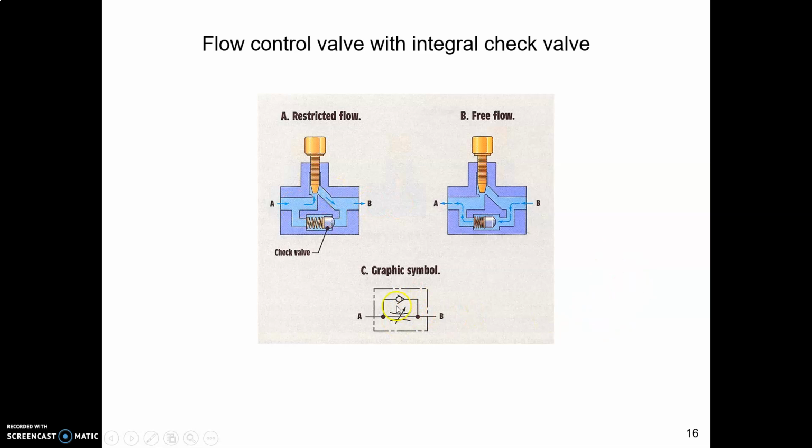So here is the symbol, flow control. It's adjustable because there's the arrow. Here's the check valve that's built into the thing. There are the two dots that mean connection. And this dashed line around the outside is a line that represents enclosure. So what this symbol means is we've got an adjustable flow control valve with a check valve that's all inside the same valve body.